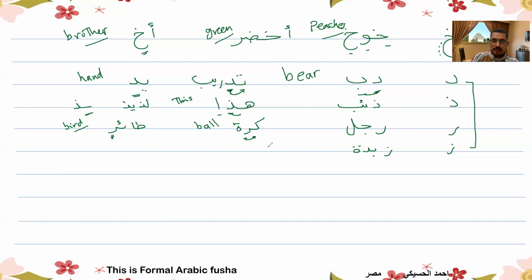Or أزرق in the middle, أزرق. In the end, as in كرز, a type of fruit which means cherries. دال, ذال, راء, زاي: joined before, not joined after.